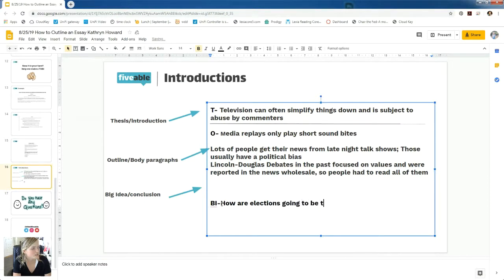going to be 20 years from now if technology keeps improving at this rate? And then you could go on to talk about how much elections have changed even just in the past 10 years. And if it keeps progressing like that, what are elections going to be like in the future? It's crazy to think about. So that can be a big idea, and you can play around with that for a little bit. And I feel like the more thought-provoking, the better.